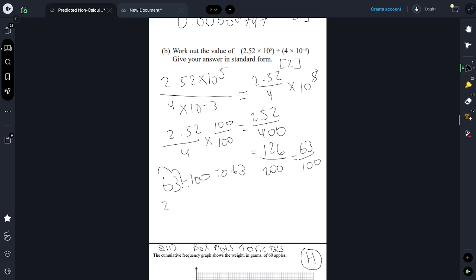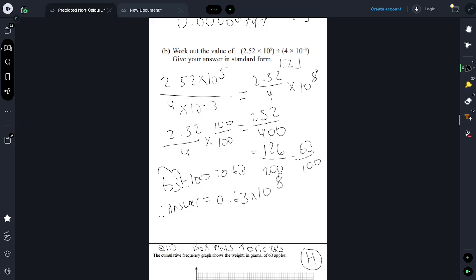So that means 2.52 over 4 is 0.63. So our answer is 0.63 times 10 to the 8, where 0.63 comes from the division we just computed.